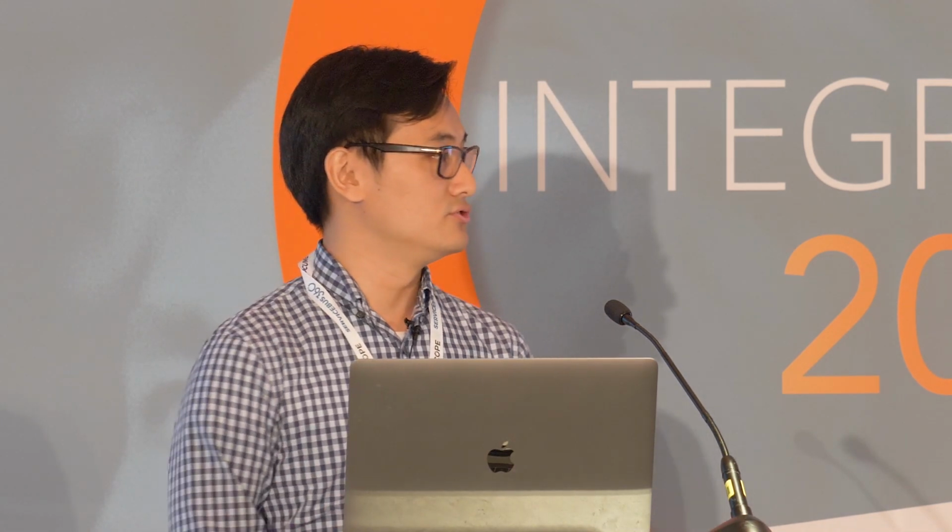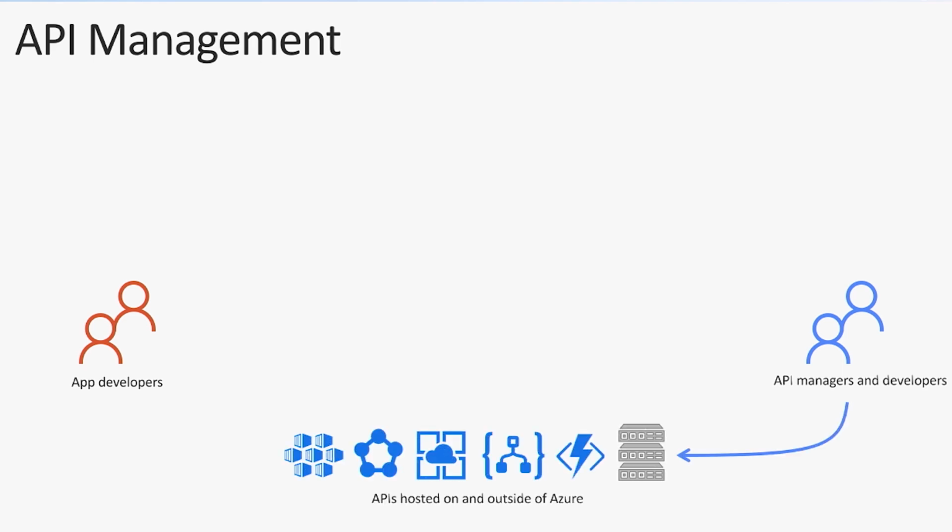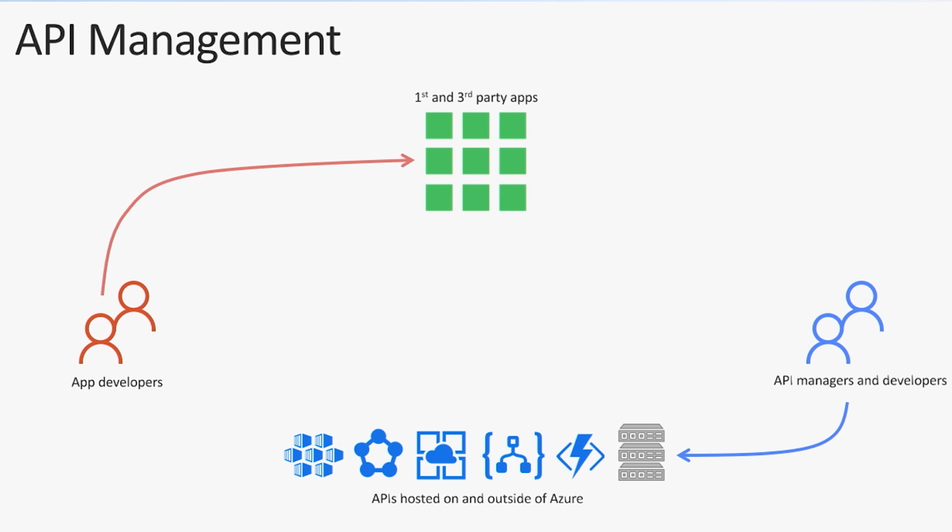So in every API value chain, there are two very important groups of players. There are the API managers and developers, sometimes also called the publishers, and then there are the app developers. Essentially, the API managers and developers are responsible for designing, developing, and deploying the APIs. After that, they publish their APIs to app developers, no matter if internal or external developers. And then those app developers take advantage of these APIs and build their apps on top of these APIs.